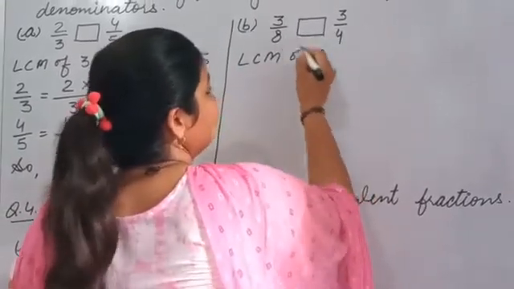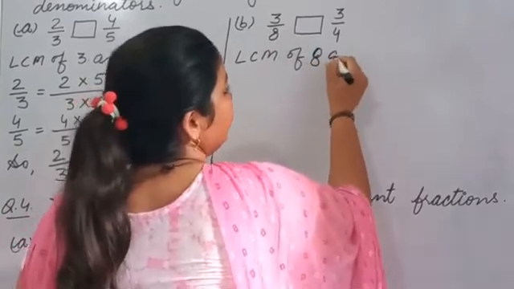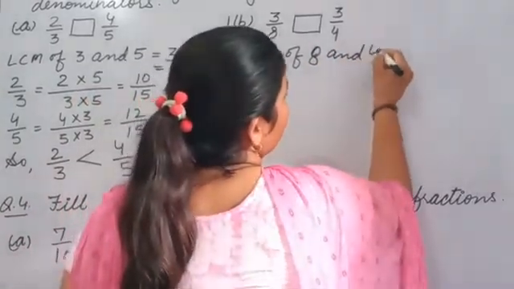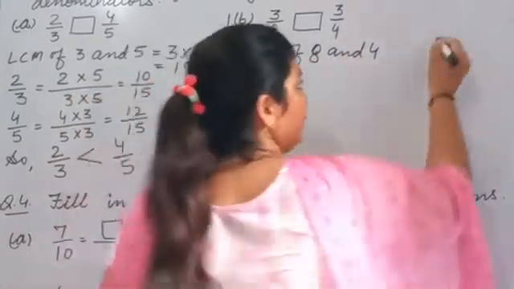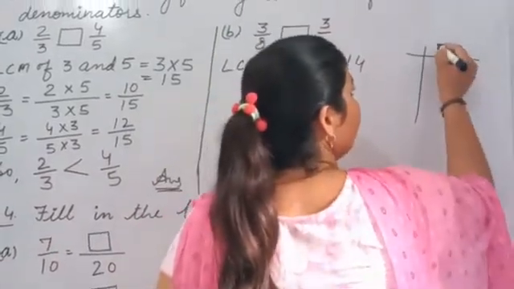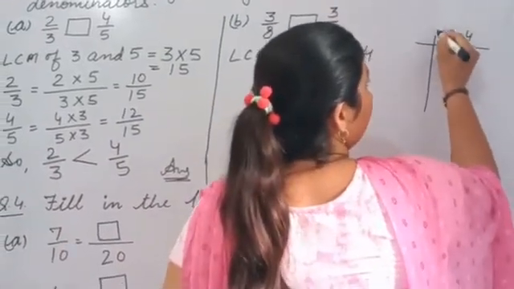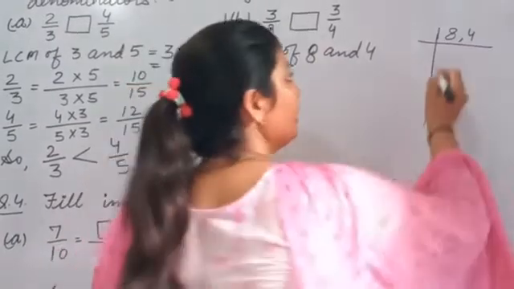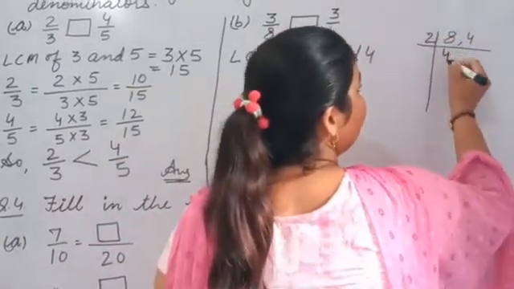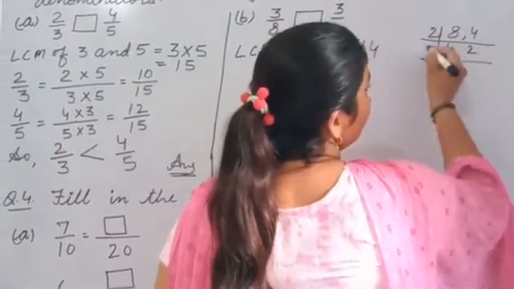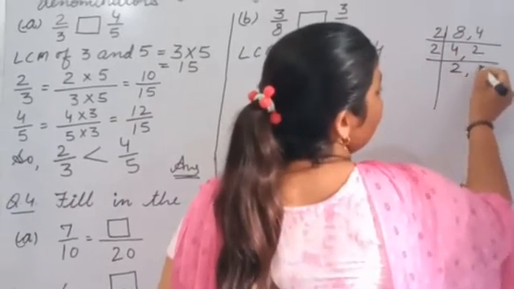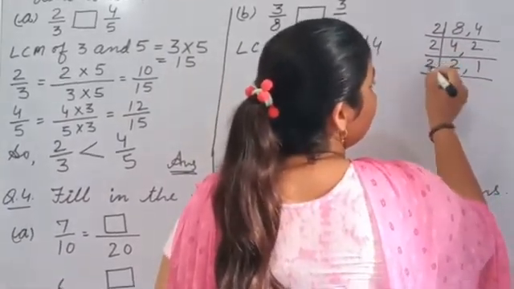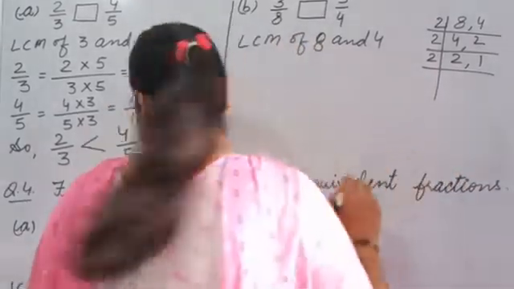So firstly 8 is there. So we write 8 and 4. Both come into the table. So take here 2. 2 4s are 8, 2 2s are 4. Again both come into the table. 2 2s are 4, 2 1s are 2. Again come into the table. Otherwise you can leave here only.